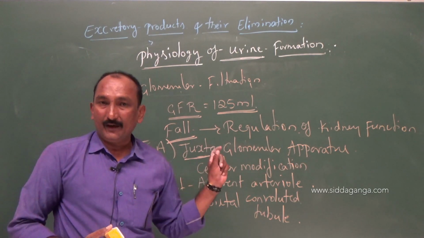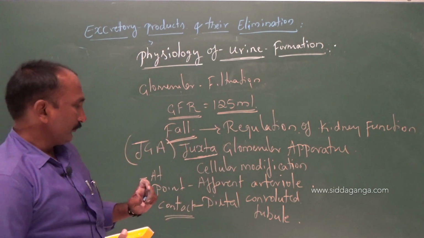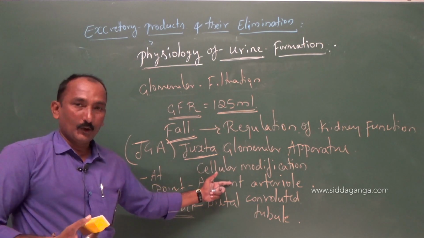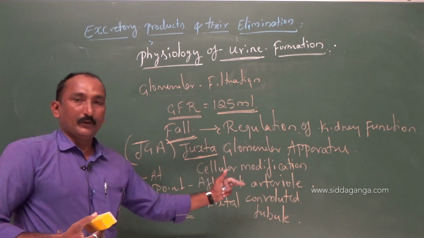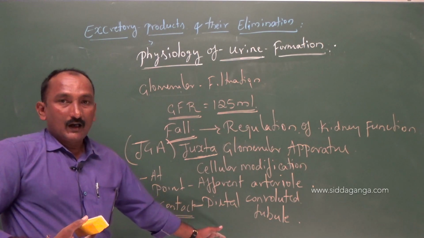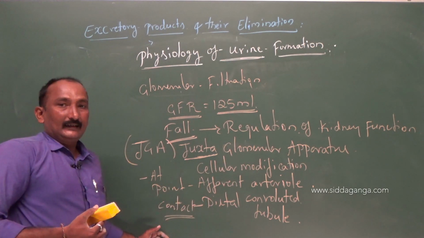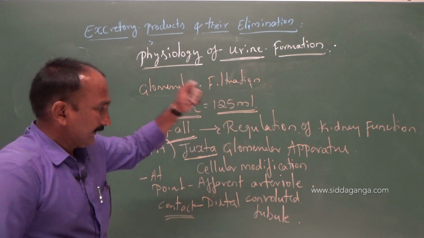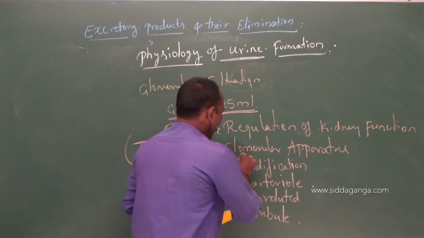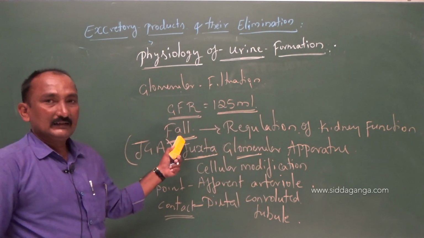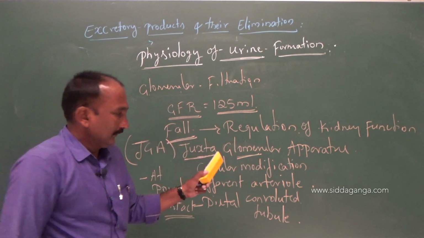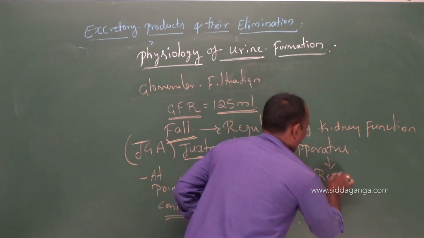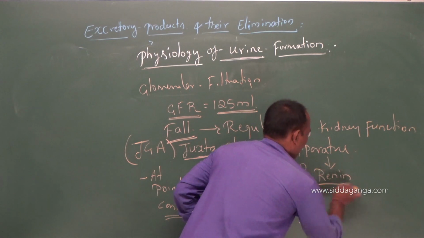You have to write simply: it is the cellular modification of two parts of the nephron, the afferent arteriole and the distal convoluted tubule, at the point of contact, and is known as juxtaglomerular apparatus. Whenever the GFR falls down, immediately this JGA secretes one of the hormones that is called renin.